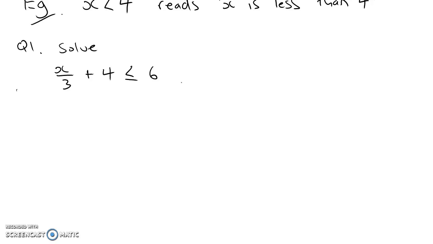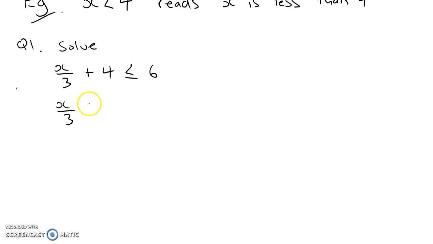So we're trying to solve for x. What we can do is bring this 4 onto the other side, so we'll get x over 3 is less than or equal to 6 minus 4, which is 2. And then we can multiply both sides by 3, so we'll get x is less than or equal to 6. And that's our answer.